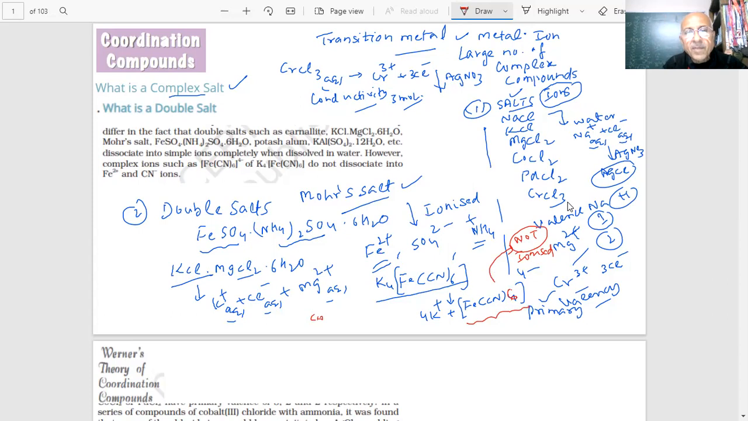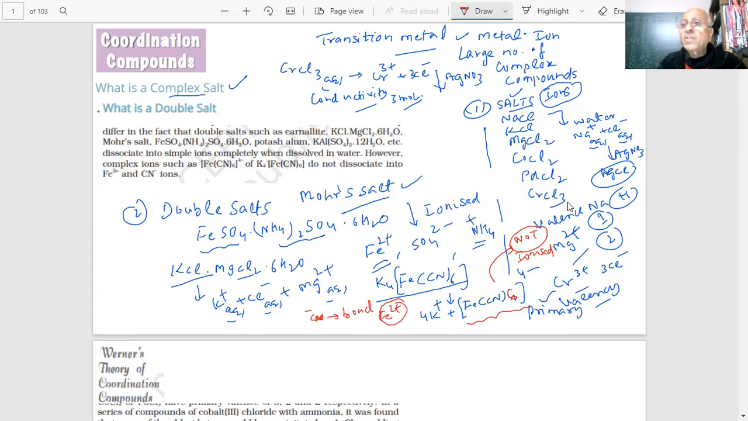These CN- ions are forming some bond with the metal ion, which here is iron, Fe2+. So there is some bond between CN- and Fe2+. That is why they will not be ionized. If the bond is not there, what will happen? They will get ionized. They are salts, double salts, students.